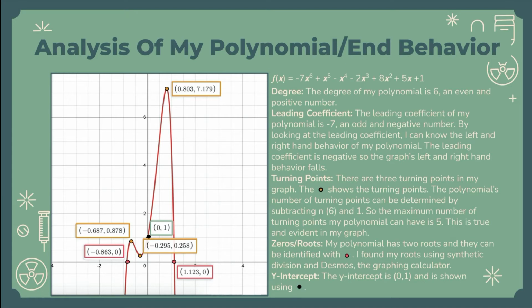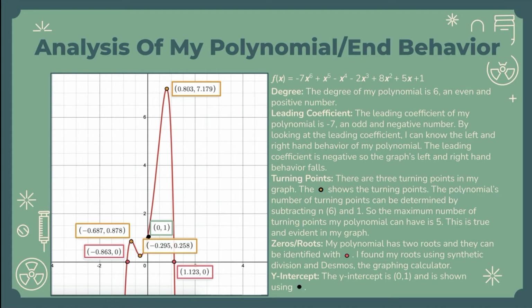There are three turning points in my graph. The yellow dot shows the turning points. The polynomial's maximum number of turning points can be determined by subtracting 1 from n, which is 6. So the maximum number of turning points my polynomial can have is 5. This is true and evident in my graph.